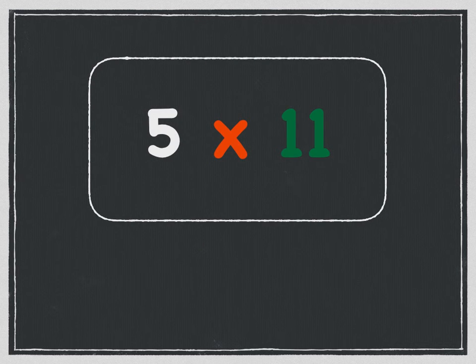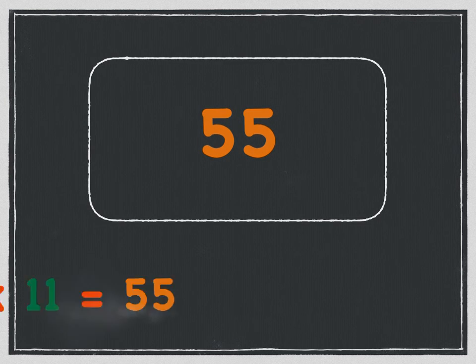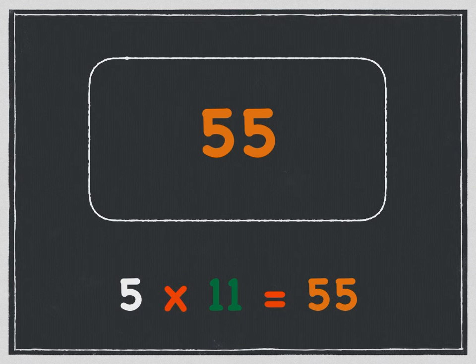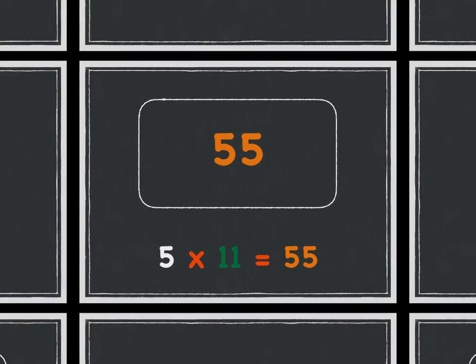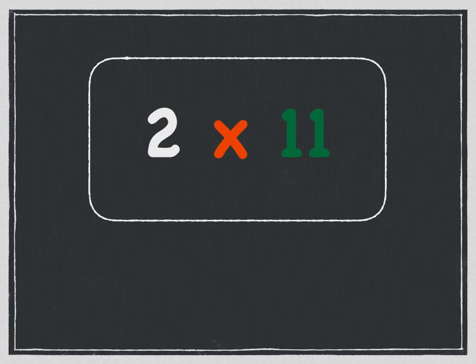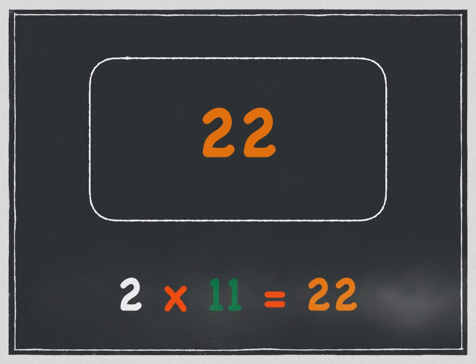5 times 11. It's 55. 5 times 11 is 55. 2 times 11. It's 22. 2 times 11 is 22.